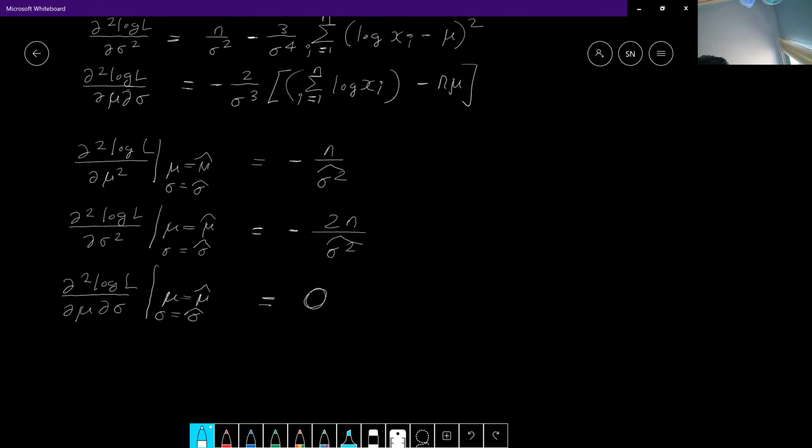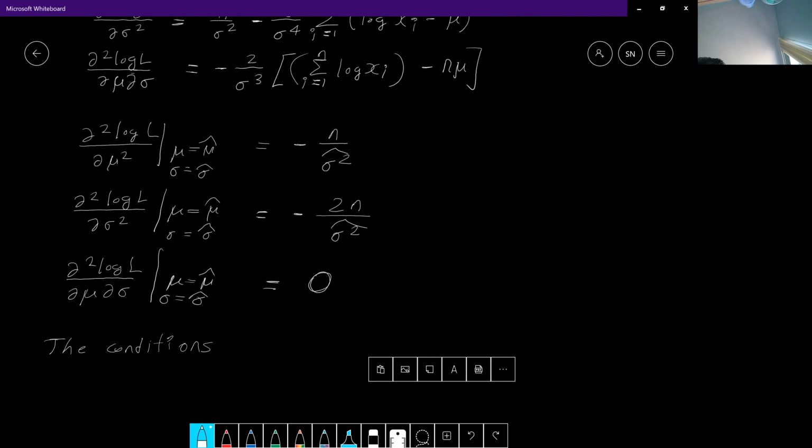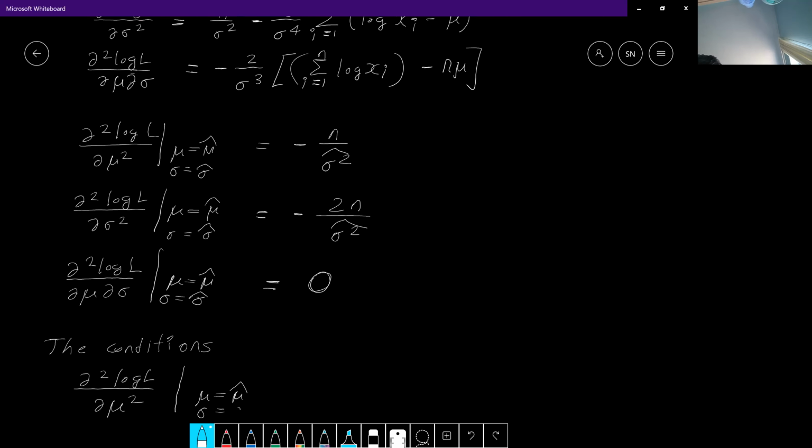So okay, now we can check the conditions. The first condition is that this guy here must be negative, which is clearly the case, right? So the first condition is clearly satisfied.